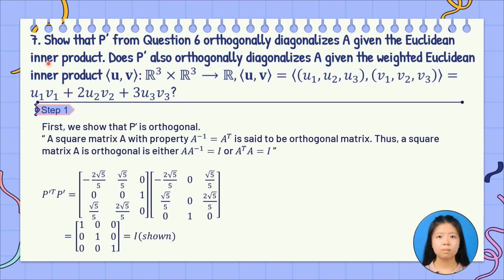For step 1, we need to show that P prime is orthogonal. We use the knowledge that we learned from topic 4.3, which is that when a square matrix A has the property A inverse equals A transpose, it is said to be an orthogonal matrix. Thus, a square matrix A is orthogonal when A times A inverse or A transpose times A is equal to the identity. So, we substitute the P prime transpose and P prime obtained from question 6 into this formula. Then we calculate and get the identity matrix. Hence, we have shown that P prime is orthogonal.